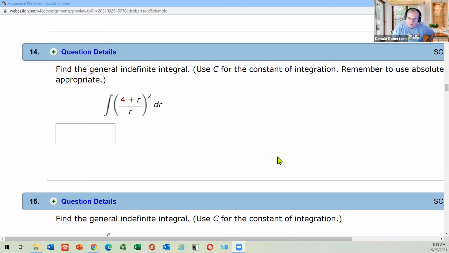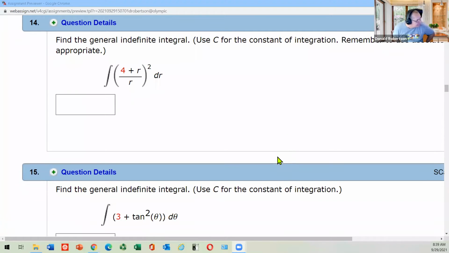Any suggestions? How could you start 14? Just what would you do? You get it closer to where it needs to be. Nothing? You deal with the square first and see what, yeah, those two. So do a 4 plus 3 brackets squared on the top and then r squared on the bottom.